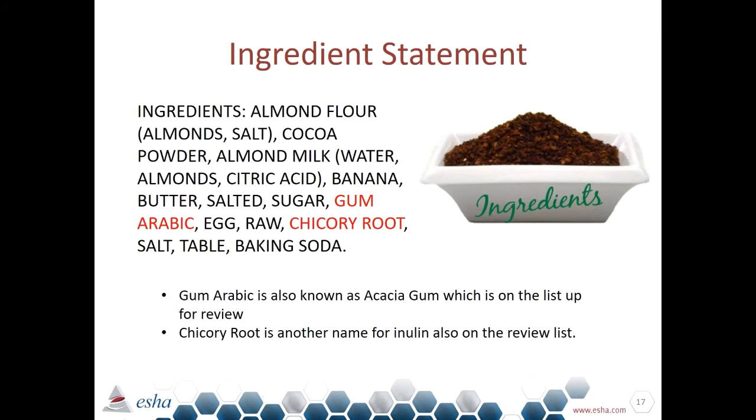Here's an example of going through that process of looking at an ingredient statement. I would suggest getting out a highlighter and highlighting ingredients that are, again, trigger ingredients, things that make you take a step back and think for a second. In this case, we're showing an ingredient statement which has listed gum arabic. Gum arabic is also known as acacia gum, which is on the list up for review. Similarly, we have chicory root listed, which is another name for inulin, also in that same category, which is also up for review. So be aware and also educate yourselves of the types of ingredients that might have multiple ways to name them.